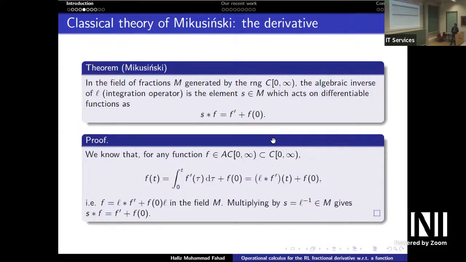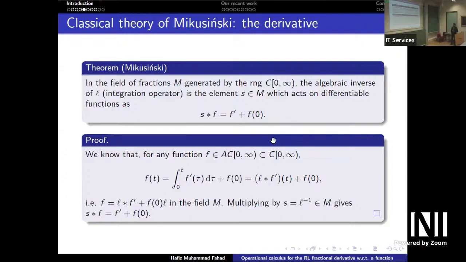Here we have the important theorem proposed by Mikusiński, which says that in the field of fractions M generated by the ring C0 infinity, the algebraic inverse of L, which is our integration operator, is the element S of the field M, which acts on differentiable functions as S star f is equal to f prime plus f of 0. Here, this f prime is just the first derivative of the function f.